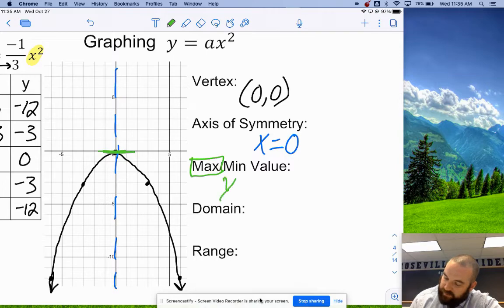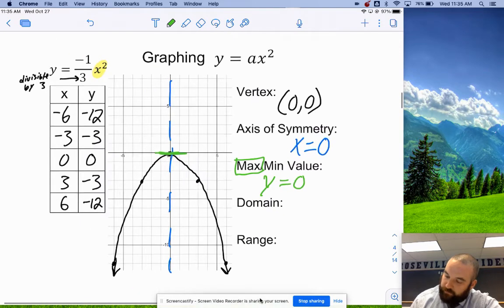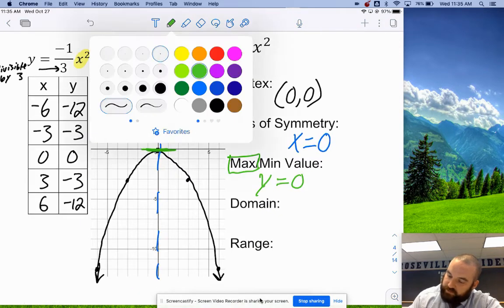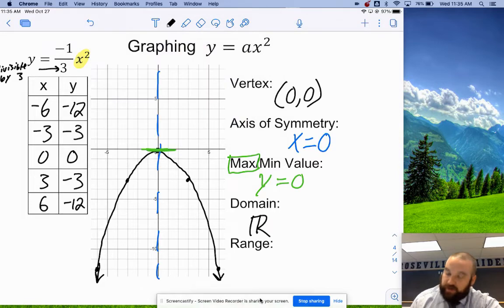And that maximum value is y equals 0. Domain is boring. It's still all real numbers because this graph is still going in to the right and to the left forever. And then finally the range. And the range does change because the vertex is at the top. The list of all y coordinates this graph is going to hit is less than or equal to 0.